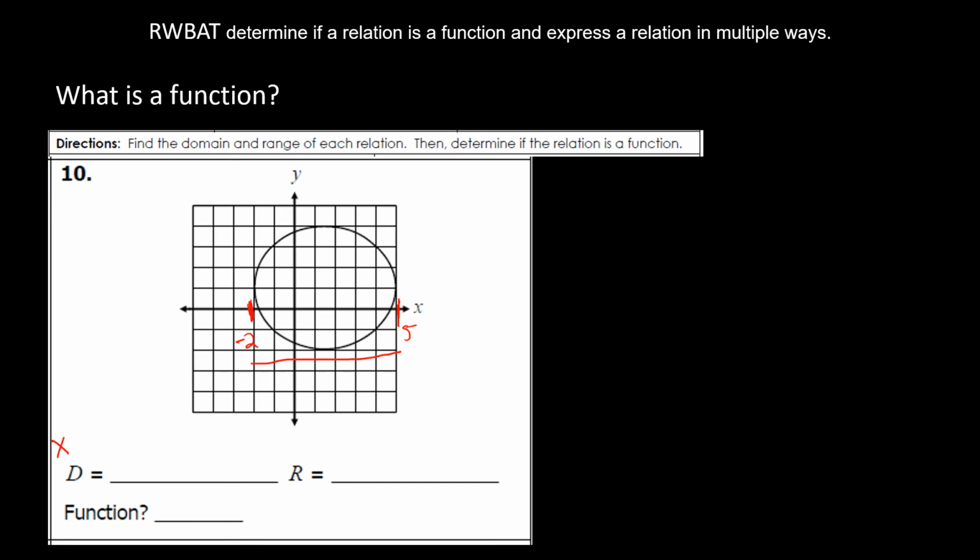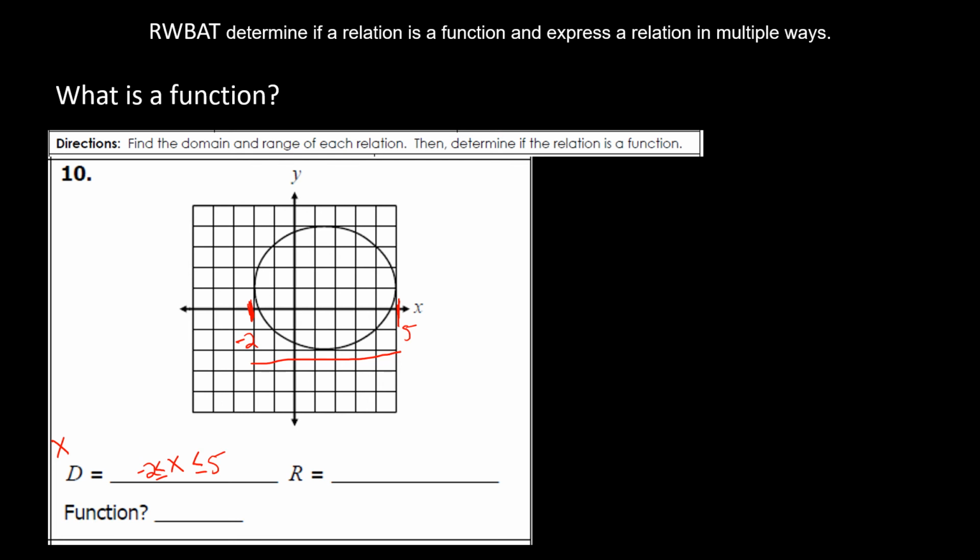So our domain, which we're going to represent as our x value, is going to be less than or equal to 5, but also greater than or equal to -2. We express this with inequalities because we're talking about all of these values in between -2 and 5. All these numbers between, we could say -1, 0, 1, 2, 3, 4, 5, 1.5. Everything between -2 and 5 is our domain.